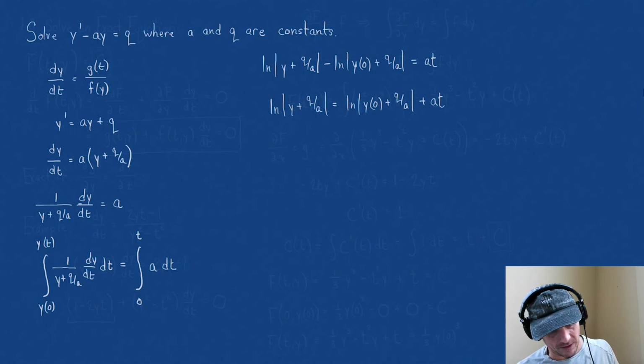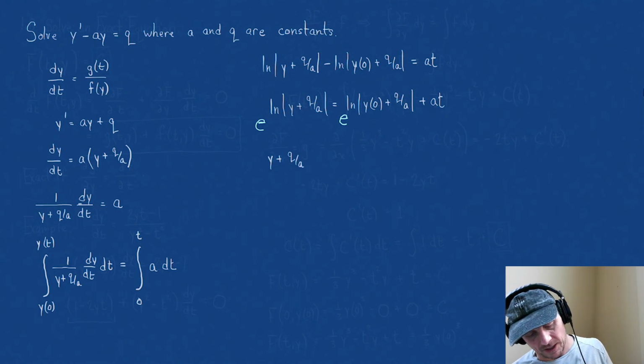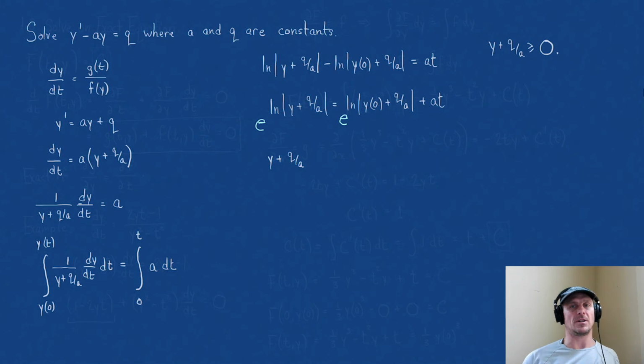So really we're going to raise each side now to the e. I'm going to write it like this: e to that side and e to this side. Well, the left-hand side works out really nicely for me. That gives me y plus q over a. And let's make a note here that y plus q over a needs to be greater than or equal to 0 in order for that absolute value to not be there. So that's our caveat to this solution.